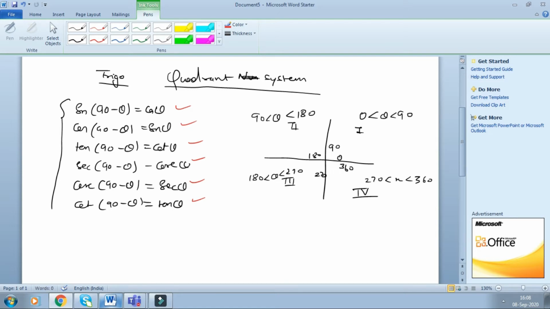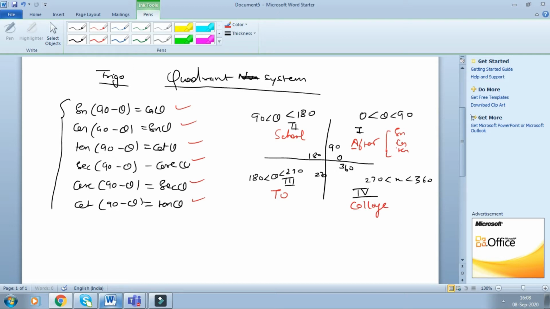Now you have to cram something. First of all, you have to learn this: after school to college. Now what it means: after school to college means in the first quadrant all are positive. All means these ratios: sin, cos, tan, cot, sec, their results are positive.